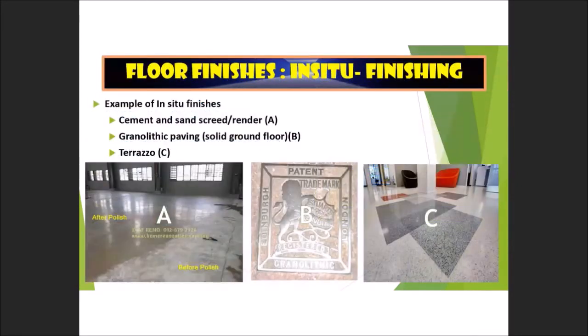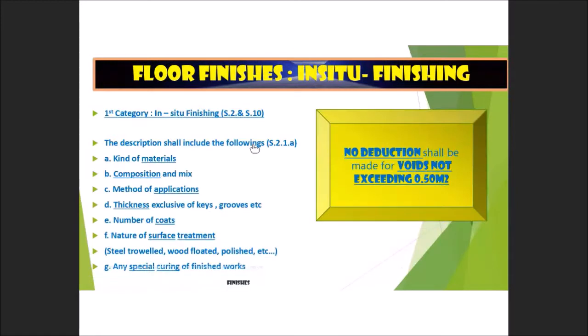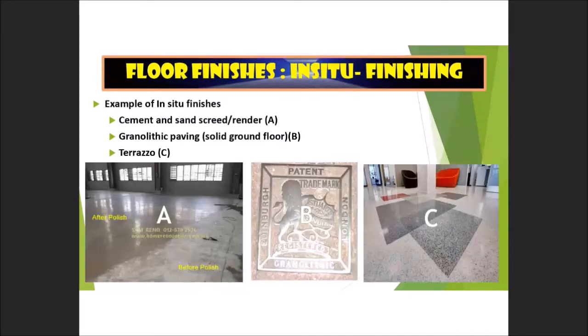This is an example of the in situ finishes according to the first category, according to S.2. I give you a few examples here. The first one, cement and sand screed. You can see this is before polish, this is after polish. Sometimes they paint after the polish. Then granolithic paving, and C is terrazzo.